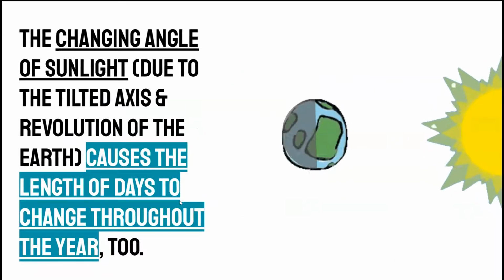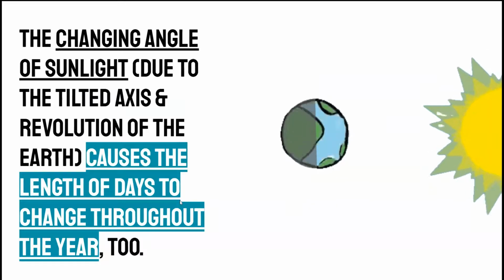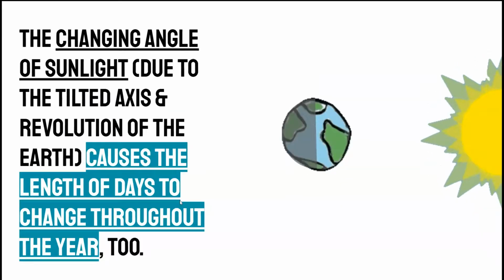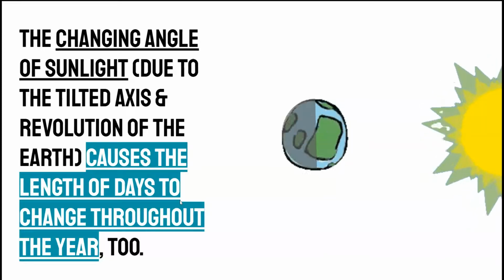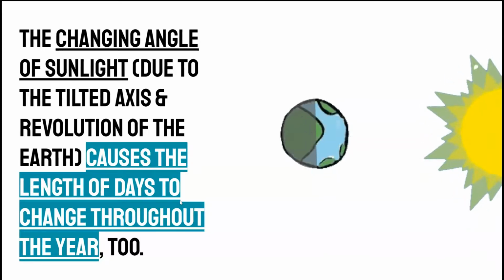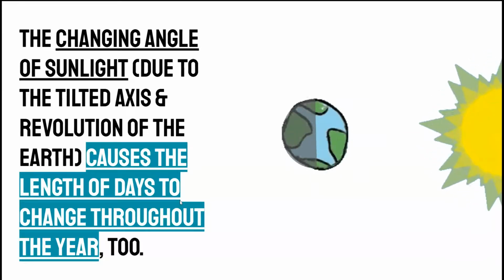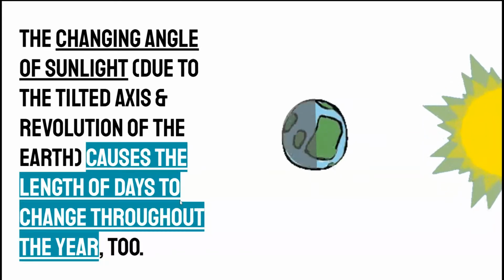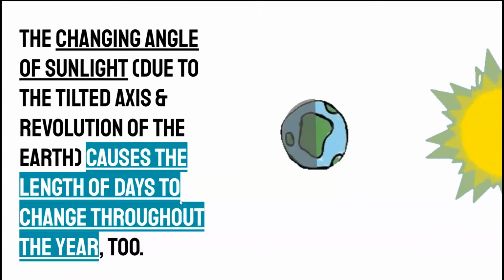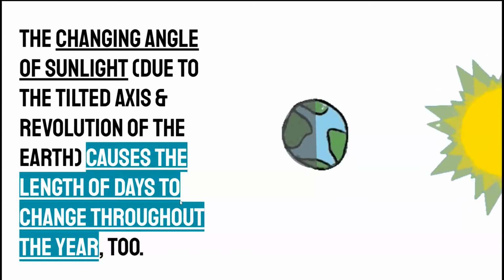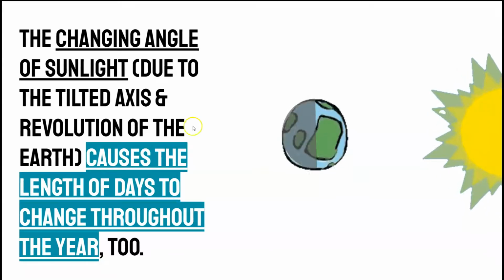So one more thing to talk about with day and night and seasons. Because of the Earth's tilt and revolution and the rotation of the Earth, the angle of sunlight changes throughout the year. And you might have noticed that in the winter, the sun doesn't stay out as long, and in the summer, it stays out a long time. The sun doesn't set till like 8 or 9 o'clock at night. This is because the tilted axis and the revolution of the Earth cause the length of days to change throughout the year too.